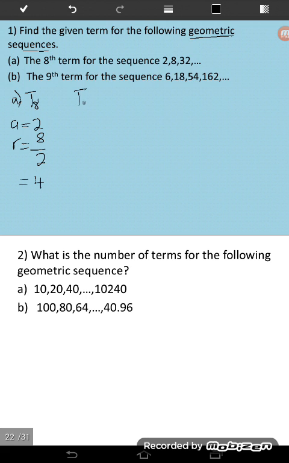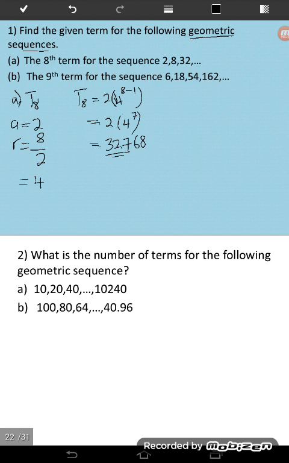Okay, so T8 is equal to A, which is 2, times by R power of 8 minus 1. So which is equal to 2 times by 4 power of 7. So berapa jawapan dia? Okay, so the answer is 32,768.